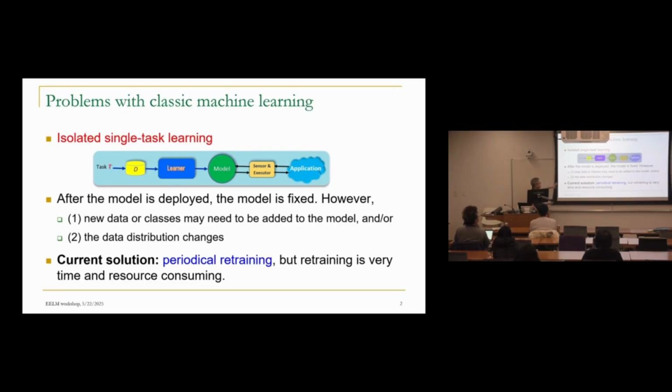But once you deploy it, the model will be fixed. You can't touch the model anymore. But what happens if you have new things you want to add in, or the data distribution changes, right? So in industry, this is the solution: periodical retraining. After 2 weeks or 2 months, or when something new is added, you basically have to retrain your system, which is very time consuming. Obviously, energy and other human resources, everything will be very, very slow.